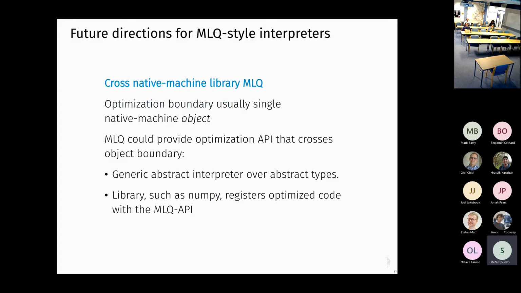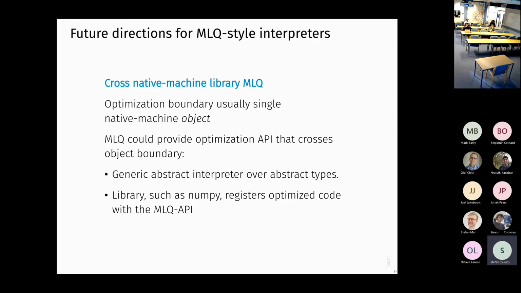Cross-native machine library, multi-level quickening, that is, I think, super cool. I already started working on this in 2014, 2015, but like I said, it wasn't really finished. Traditionally, there is an optimization boundary between native code objects. For instance, the JVM calls out via the Java Native Interface or a foreign function interface to any other native machine library.